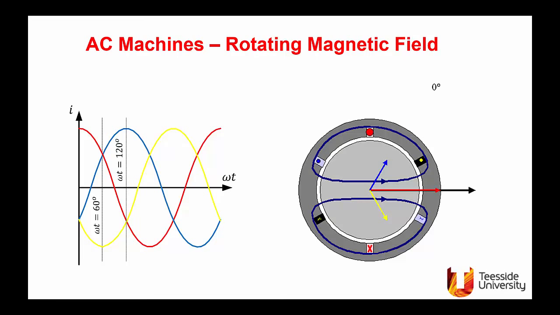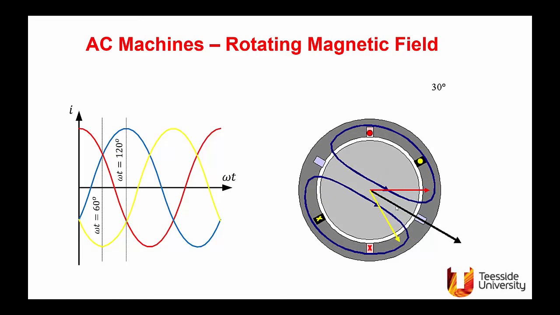Now we allow the time to progress and the currents to change here and see what happens. At this position, this is 30 degrees. You can see that the blue current is 0. Yes, the blue current is 0 and there is no magnetic field due to the blue winding. The red is this value, the yellow is the other value in a different direction. So the red and yellow produce magnetic fields which are equal. Add them up, you end up with the black resultant magnetic field.